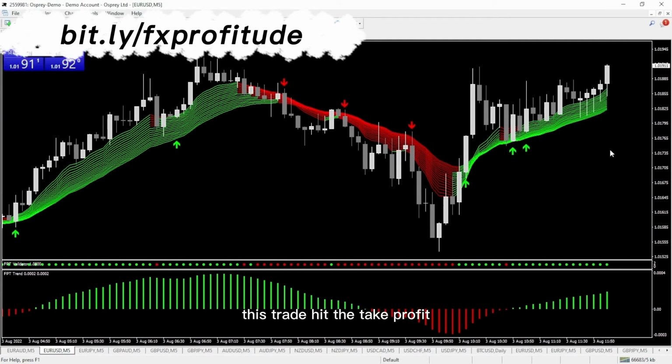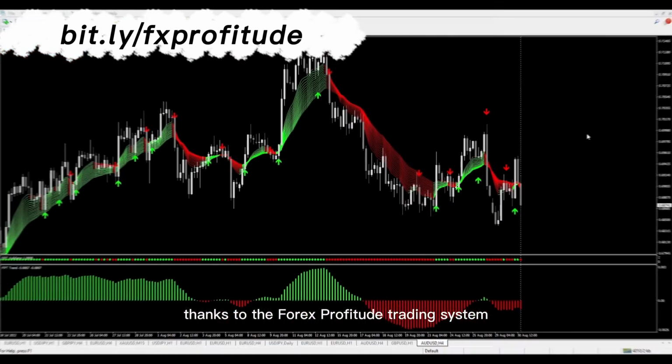This trade hit the take profit. It was fairly easily done. It did take a little while, but we weren't in any real risk of getting stopped out. This was another fantastic trade thanks to the FX Profitude trading system.